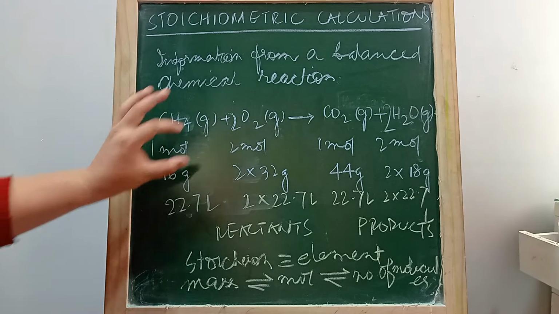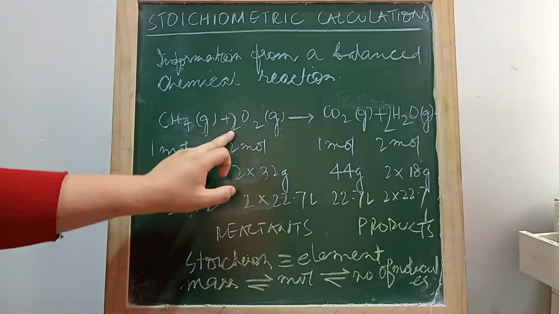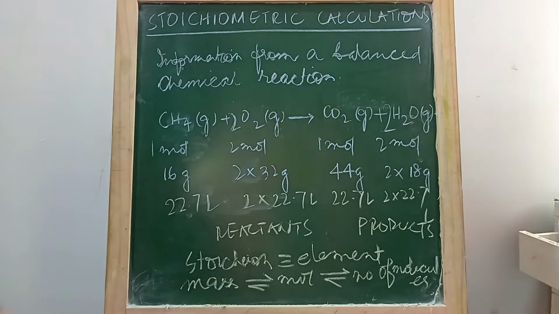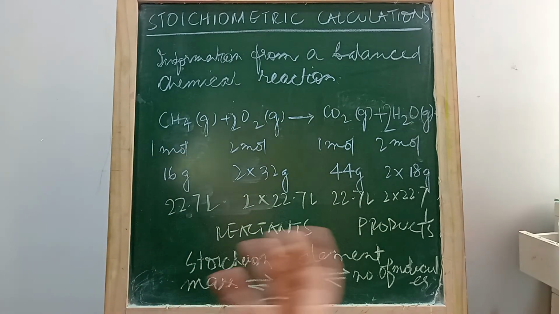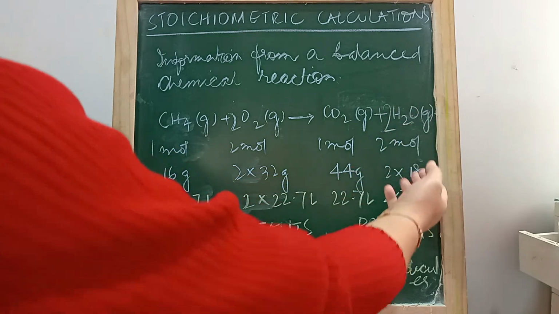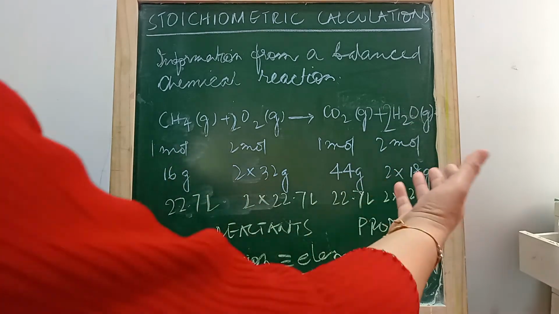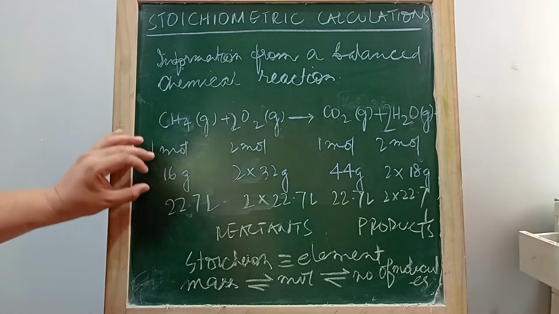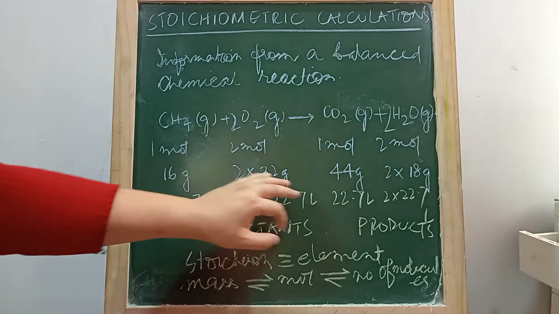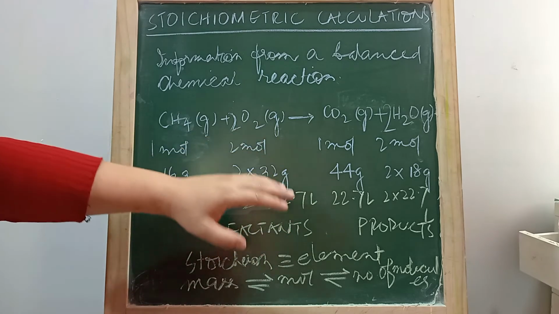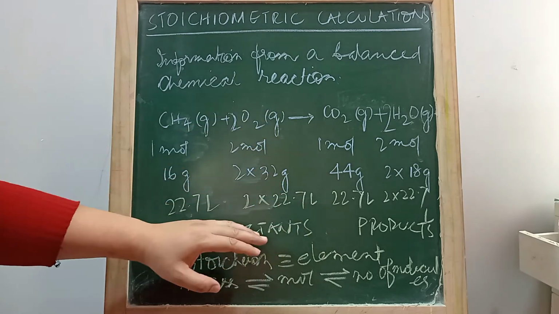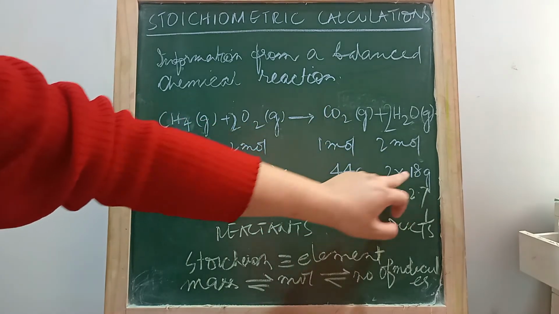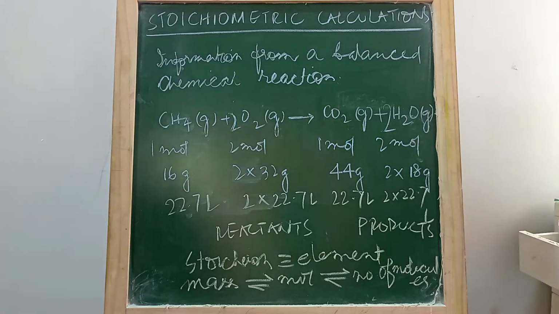Now, for 1 mole of substance, we know the methane's molecular mass is 16 u, so it will be 16 gram. Similarly, oxygen is 32, 2 multiplied by 32 is 64 gram. 1 mole of carbon dioxide is 44 u, so its molar mass is 44 gram. 1 mole of water is 18 u, so its molar mass is 18 gram. So 2 into 18 gram. So what we have got, 16 gram of methane reacts with 2 times 32 gram of oxygen to form 44 gram of carbon dioxide and 2 times 18 gram of water, right?